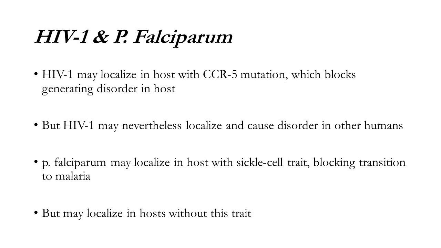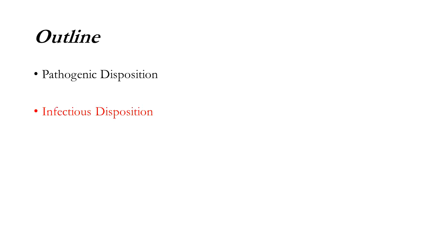Similarly with P. falciparum, it may localize in hosts with sickle cell trait and block transition to malaria, but it might also localize in hosts without this trait. And we do speak of these two entities as pathogens, as human pathogens, and so that additional immunocompetent clause in the definition of pathogenic disposition allows us to count these as pathogenic, even while there are cases of mutations that block the manifestations of the disorder in hosts.